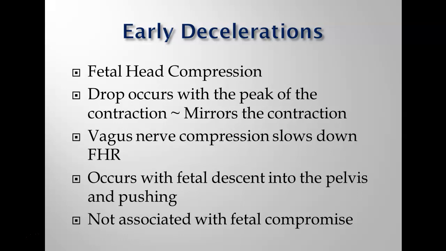The next type of deceleration is an early deceleration, and this occurs with fetal head compression. So this drop occurs at the peak of the contraction and often mirrors what the contraction looks like. It's a vagus nerve compression that will slow down the fetal heart rate due to the fact that the fetal head is being compressed. It occurs with fetal descent into the pelvis and with pushing, and it is not associated with fetal compromise. It's not a bad thing to have these, it's an expected finding.